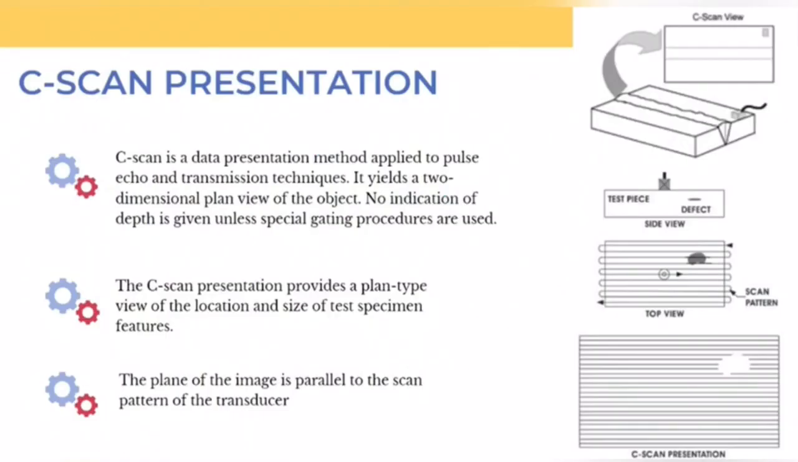C-scan is a data presentation method applied to pulse echo and transmission techniques. It yields a two-dimensional plan view of the object. The C-scan presentation provides a plan-type view of the location and size of test specimen features. The plane of the image is parallel to the scan pattern of the transducer.